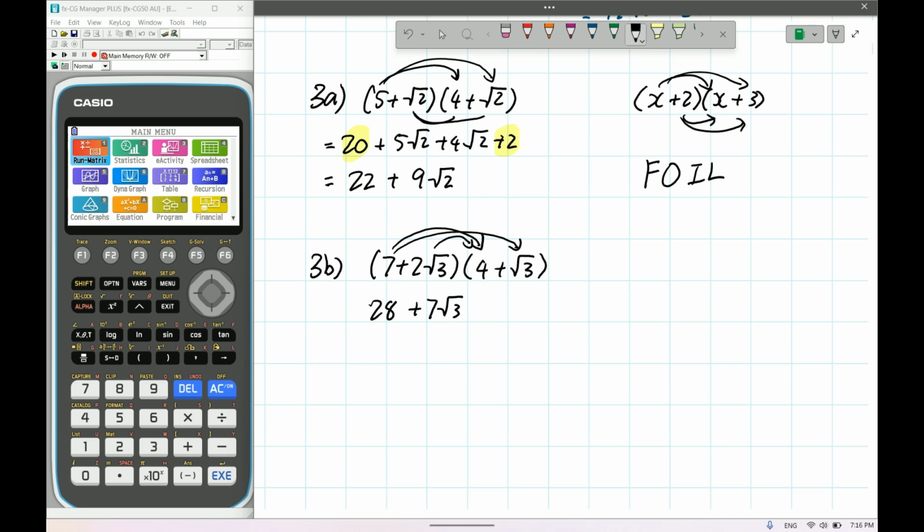The 2 square root 3 and the 4, the numbers on the outside of the square roots will times. So the 2 and the 4 will make 8 square root 3. And then lastly, 2 square root 3 times 3, well, that would be 2 times 3, because the square root 3s will times together to make 3. So you have 28 plus 7 root 3 plus 8 root 3 plus 6. And now we just got to collect like terms. So 28 and a 6 makes 34, plus 7 and the 8 will make 15 root 3.